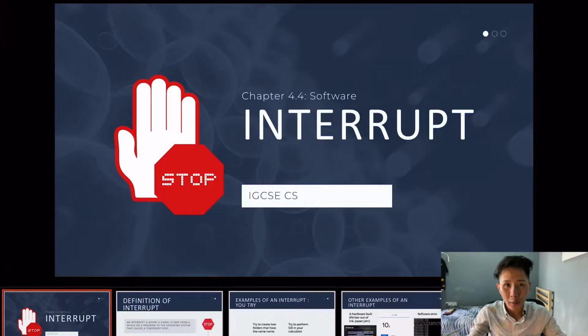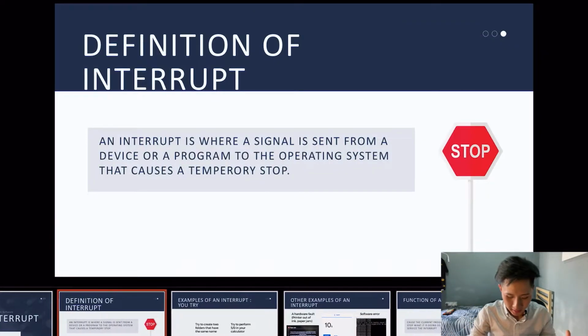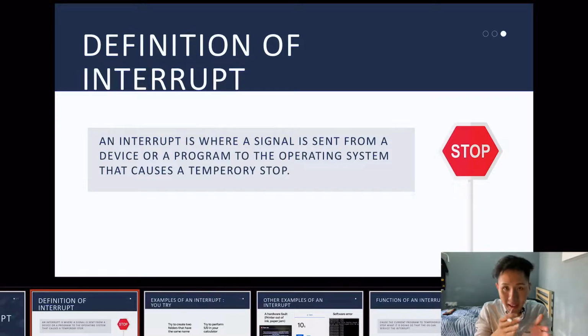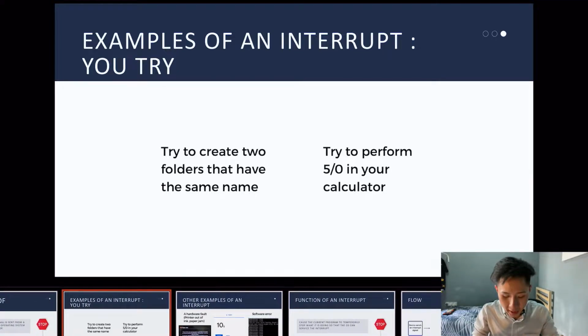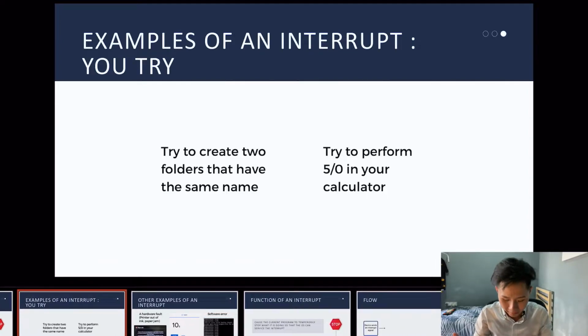In this video, we are going to learn about what exactly an interrupt is and what its function is. If you look at the definition, an interrupt is a signal that is sent from a device or a program to the OS that causes a temporary stop, which does what its name implies: interrupt the OS from doing something. Some examples of interrupts are when you try to create two folders with the same name, or when you try to perform 5 divided by 0 in your calculator, something will happen.